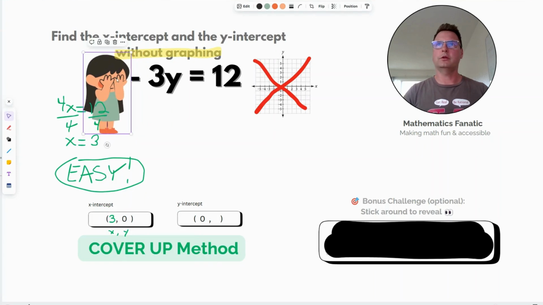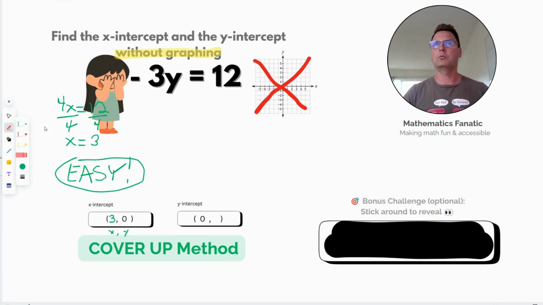We cover up the x part, just focus on the y, and remember, the minus sign here is part of the y term, so we have to leave it in there. So what equation do we have now? Another really easy equation, all right? Negative 3y equals 12. Divide both sides by negative 3. Negative 3's cancel. Right?